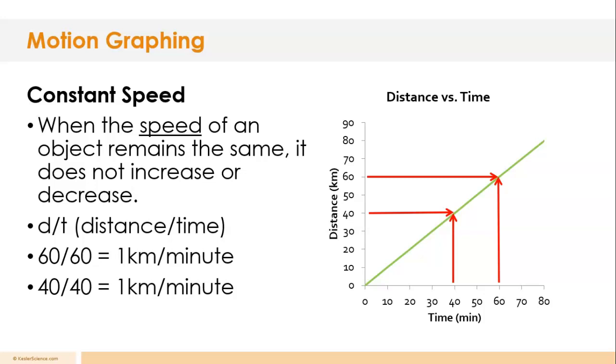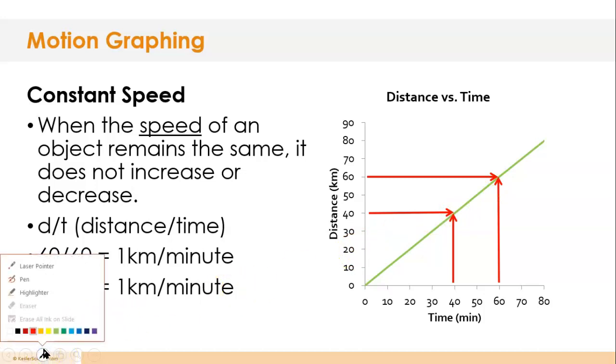Because this is a straight diagonal line, it shows constant speed. No matter where you go on that line, if you do the math, you will come out to 1 kilometer per minute. Okay, so a straight diagonal line always shows that the object is going at a constant speed.